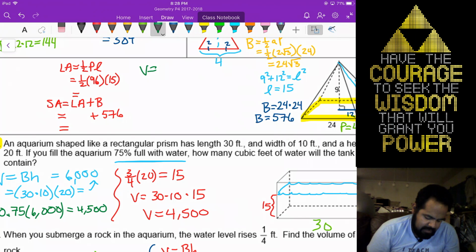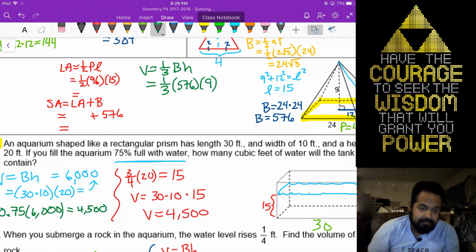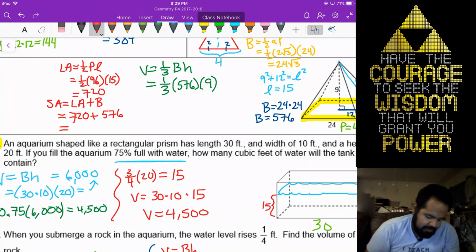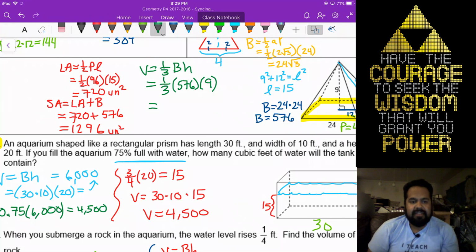Volume is 1/3 base area times the height. So 1/3 times 576 times the height of 9. 720. So then 720 plus 576, 6, 9, 12. 1296. Did I give the units? No. So this will be units squared, and we still need the volume. So go ahead and calculate that volume.